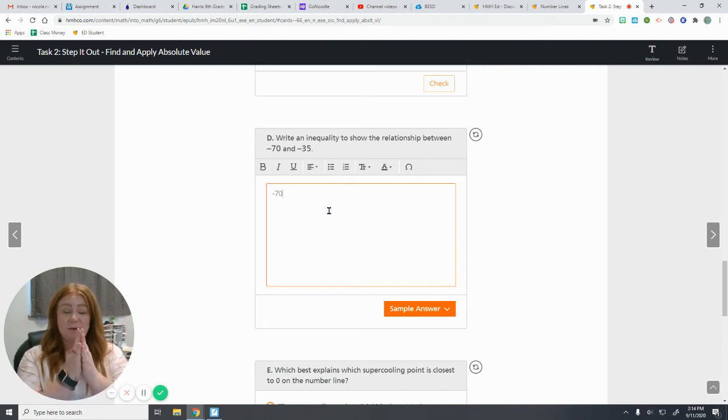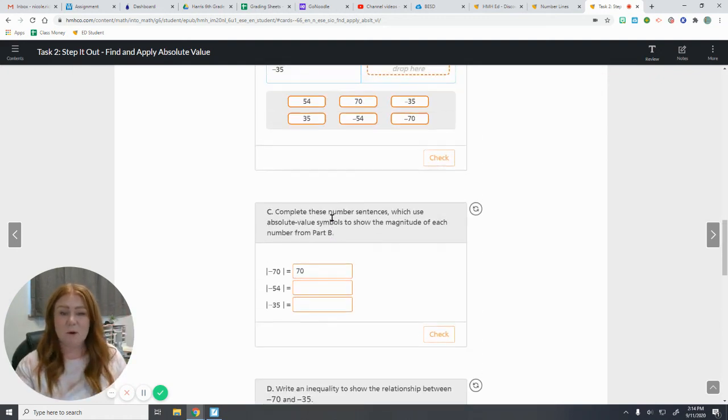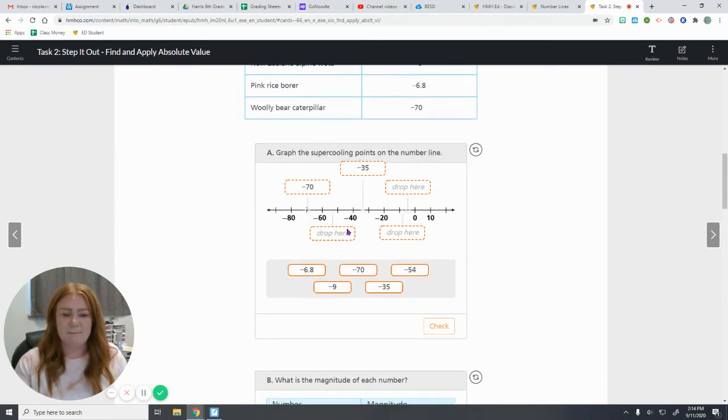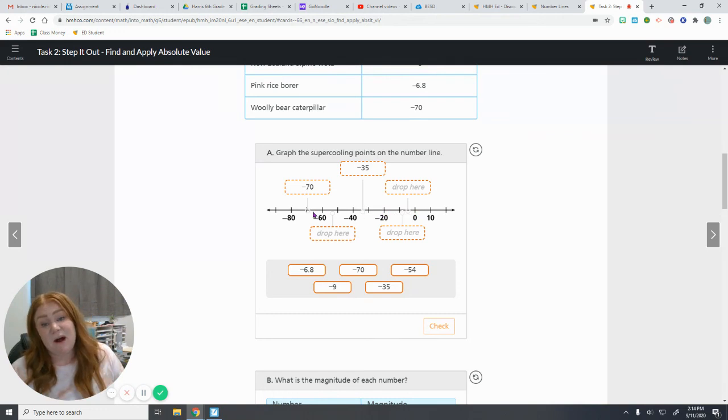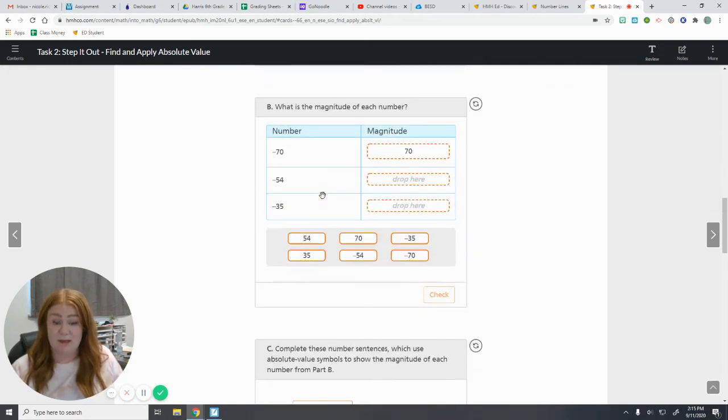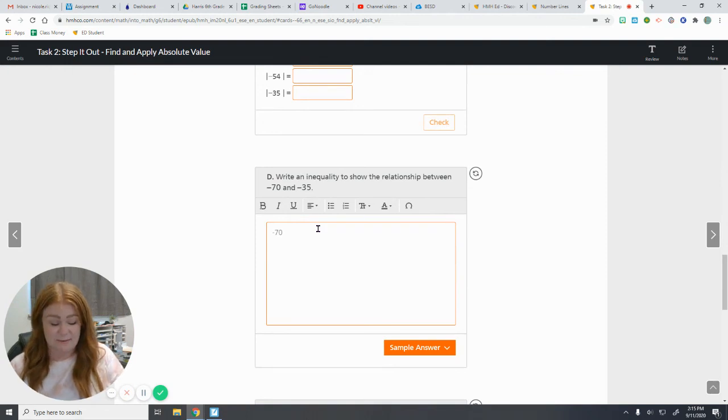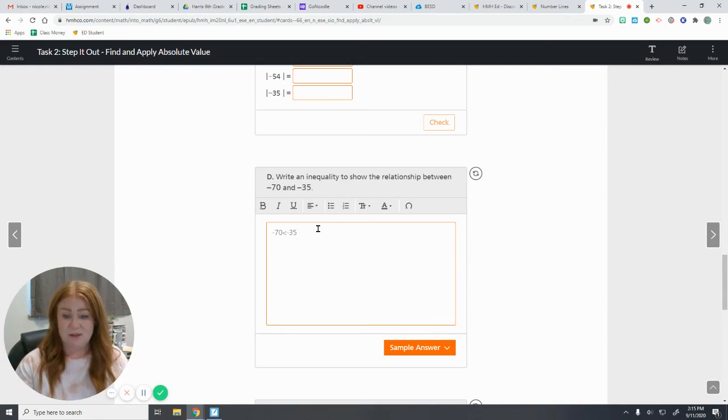So if I'm at 0, I'm going to scroll and see if I can find myself a number line here. This can help me up here on part A. If we remember, the farther to the left, the colder it is, the smaller the number. So we're comparing 35 and 70. It looks like -70 is a lot lower than -35. So -70 is less than -35 is how you would write that statement there.